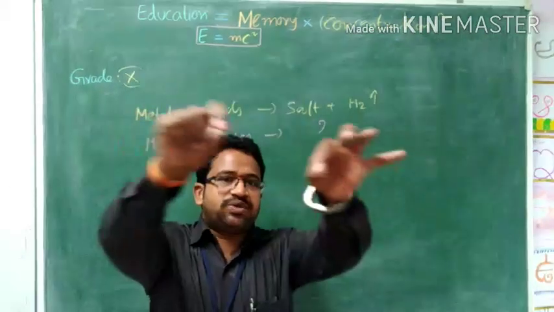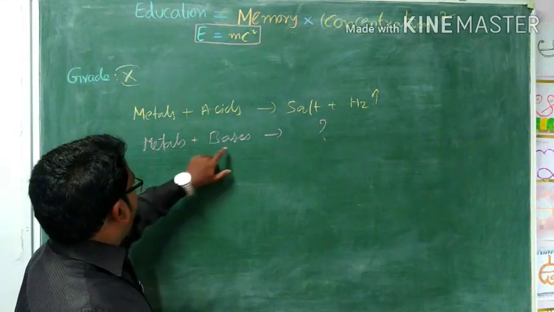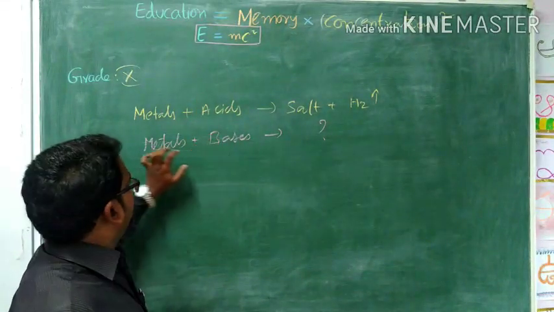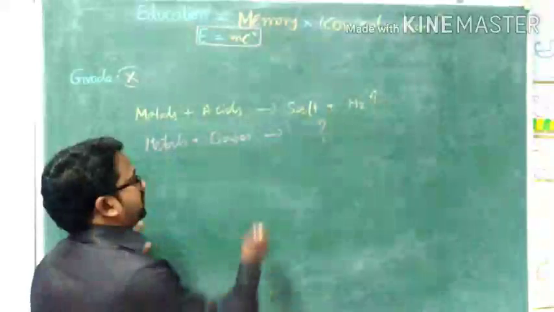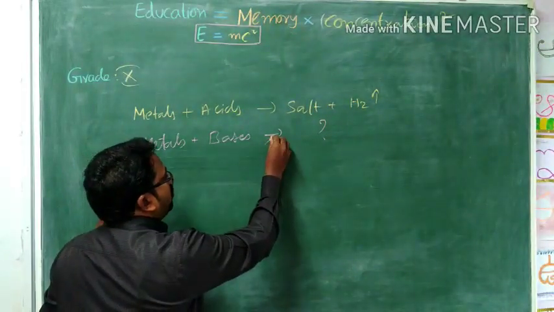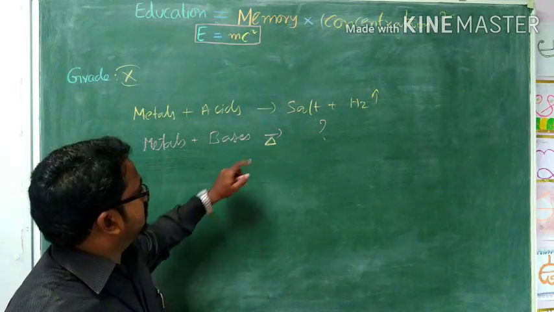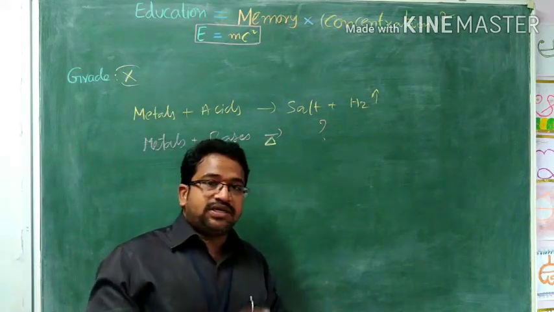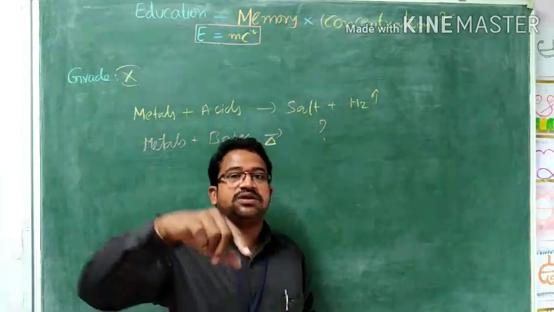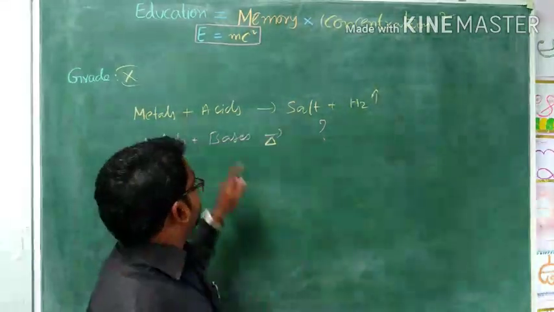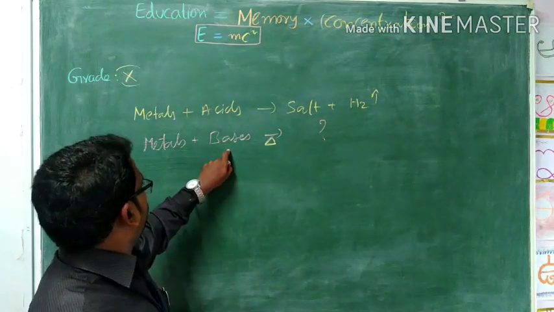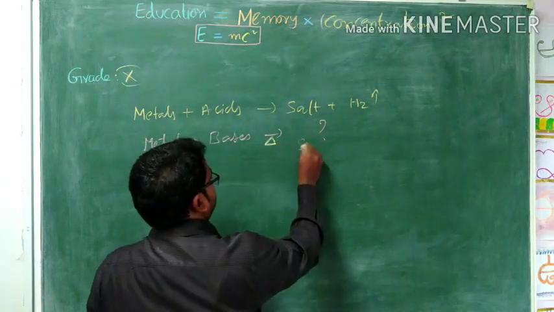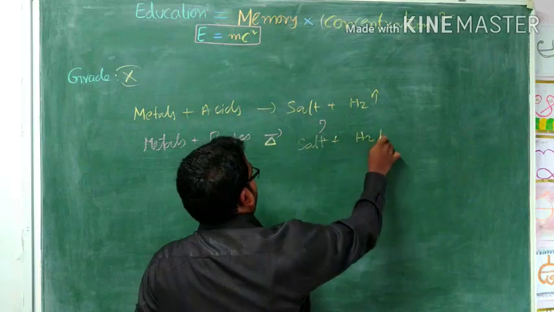There we simply add both. But here, what type of bases? Strong bases, in excess, with metals. Directly they won't react. We have to heat. This is the symbol for heat. So when you heat, then the strong bases may react with the metals. So it is clear that all the bases do not react with metals. Strong bases in excess react with metal on heating only. Then they produce salt and liberate hydrogen gas.